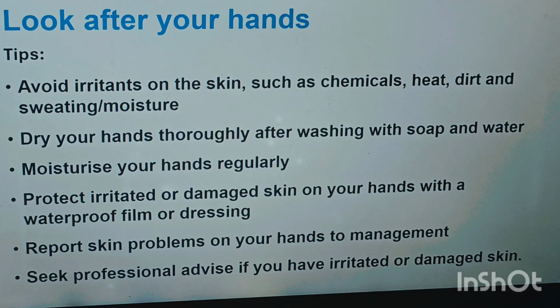Look after your hands. Some of the tips: avoid irritants on the skin such as chemicals, heat, dirt and sweating or moisture. Dry your hands thoroughly after washing with soap and water. Moisturize your hands regularly. Protect irritated or damaged skin on your hands with a waterproof film or dressing. Report skin problems on your hands to management. Seek professional advice if you have irritated or damaged skin.